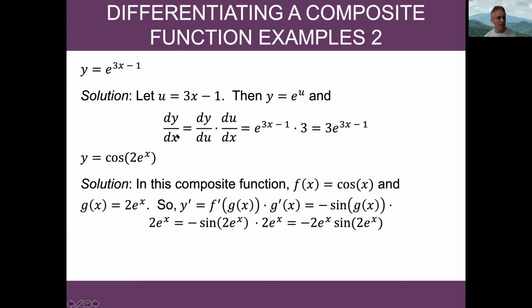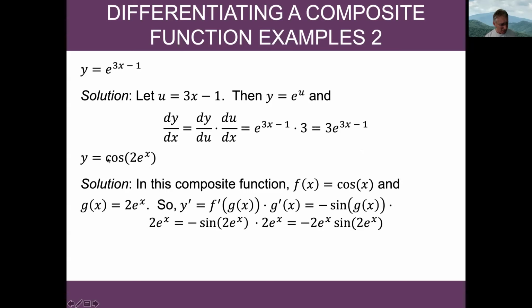Look at this one. So y equals cos of 2e to the x. Outside function is cos. Inside function is 2e to the x. So take the derivative of the outside. Derivative of cos is negative sine. You got to keep track of that. You leave this just like it is. 2e to the x stays there.